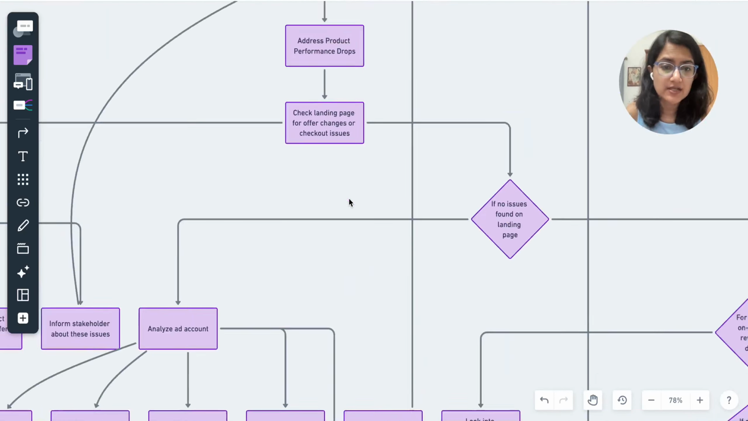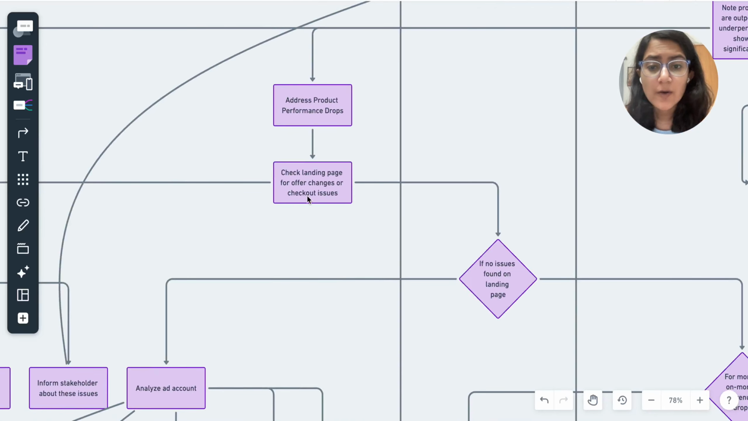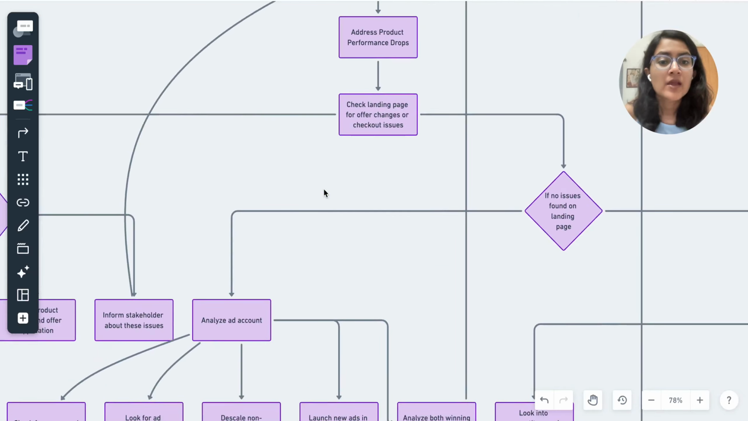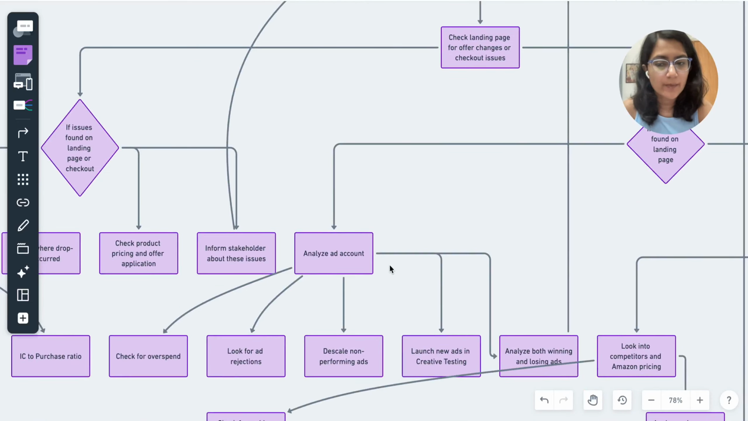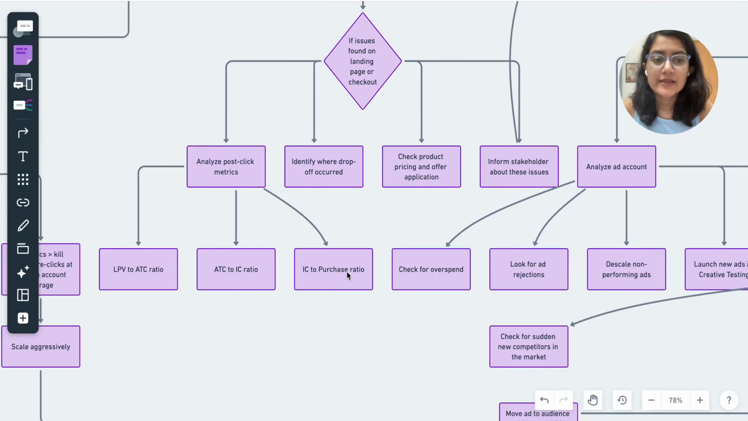So when I'm seeing that, we'll also look at whether there's a drop in the conversion rate. So check the landing page first. Is there any offer change? Is there a change in the free gift that the product was giving? If no issues have been found on the landing page, then go ahead, repeat the same process, analyze your ad account, and check.